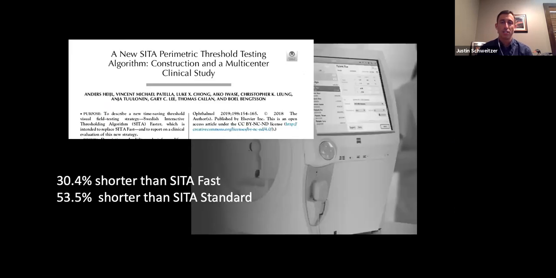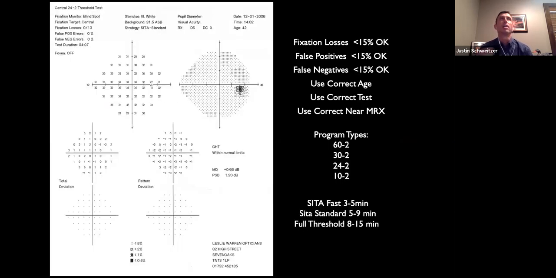And actually, my apologies. I'm sorry. You asked about SITA Faster. SITA Fast takes 3 to 5 minutes. I'm going back to the slide for you. SITA Faster, I've seen it as fast as a minute and a half. It could take up to 3 minutes. It depends a little bit on the visual field defect as well.